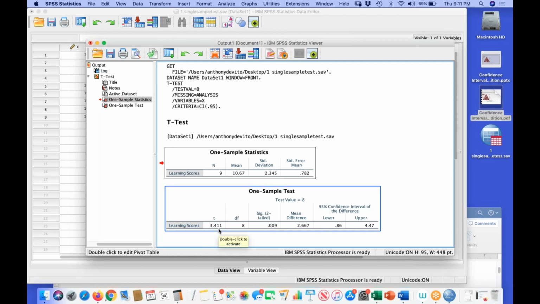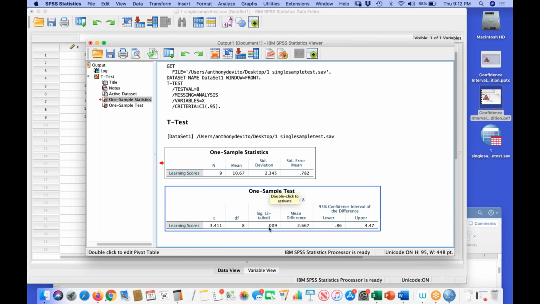That looks like I should reject it, but instead of giving you the critical value of t, what it gives you is the exact probability that you would get this big a difference between the two means if the null hypothesis were true. So what we're trying to prove is that there's less than 5% chance that we would get this big a difference between 10.67 and 8 if the null hypothesis were true.